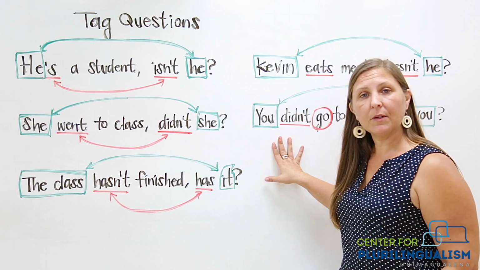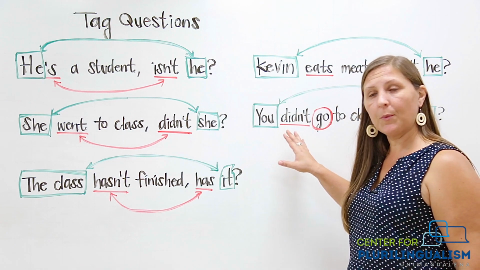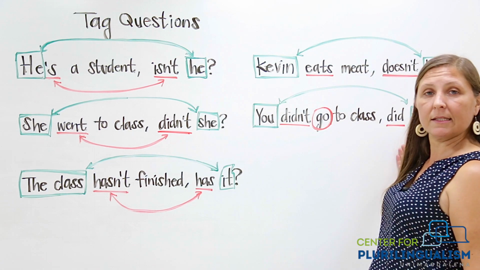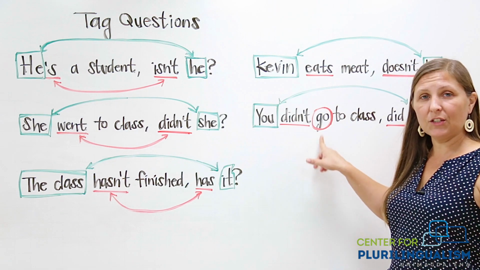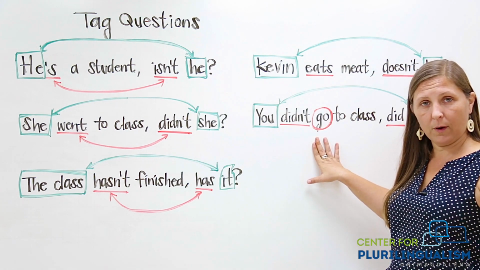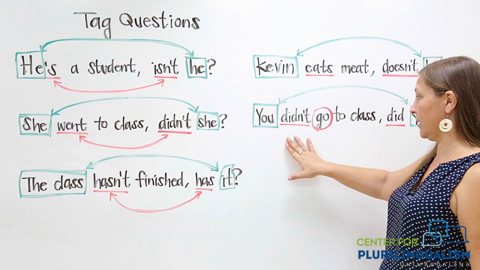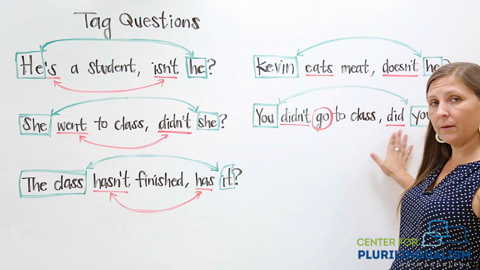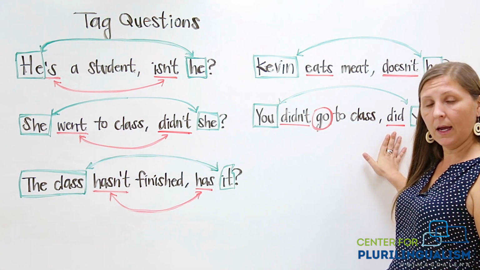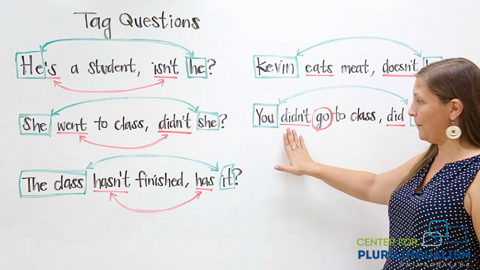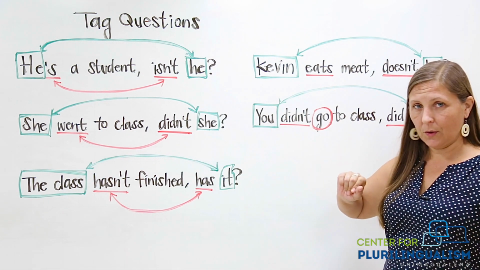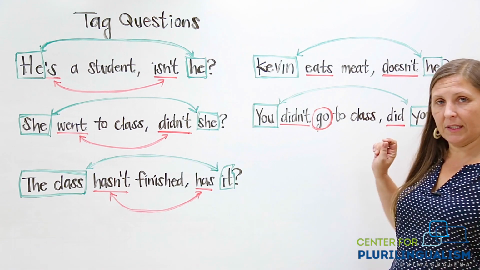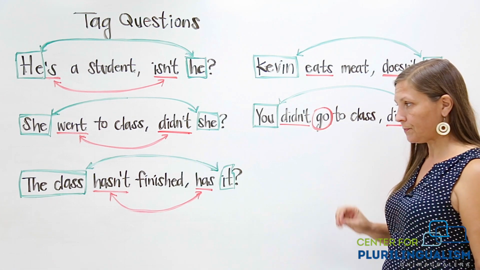Let's do an example of one that's negative. So for example, you didn't go to class, did you? Now here we have the didn't go, which is our negative form in the past, right? With the auxiliary. We then take the auxiliary and put it in the tag question, and it's in its positive form because it's in its negative form here. You is also a pronoun, so you goes in the tag question, okay?